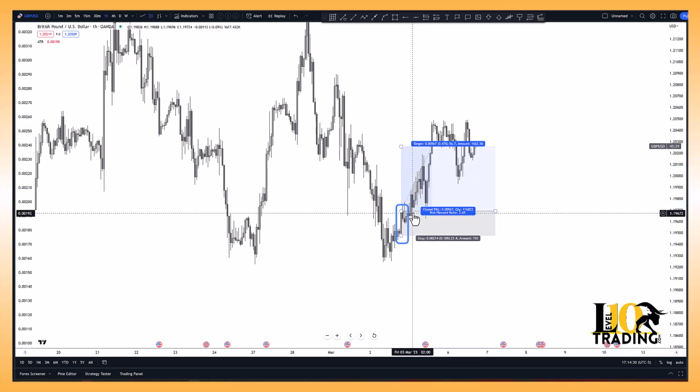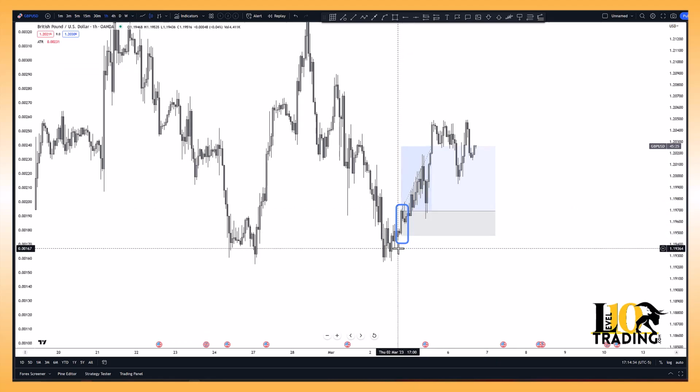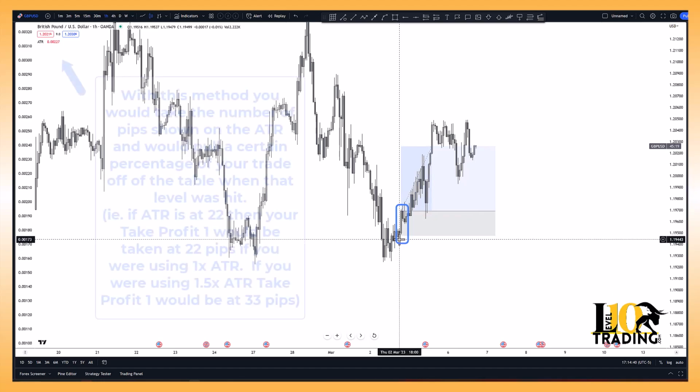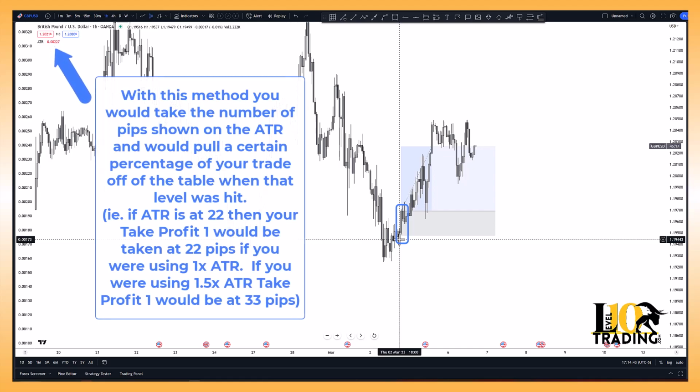So in this situation, if I'm entering right off of this candle, I usually take the ATR of the candle previous, which would be this candle right here. And if you look up at the ATR, you'll see that the ATR is 22 pips.